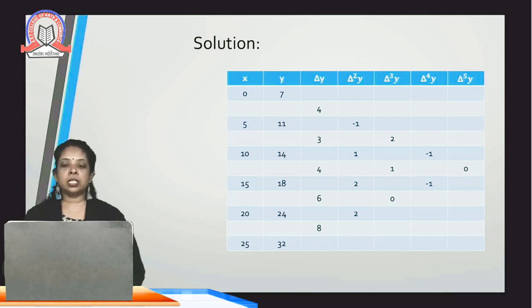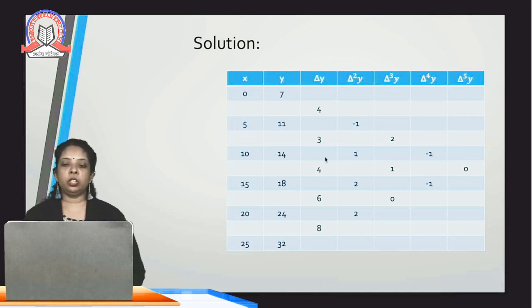So here you can see what we have to write initially: we make columns of x and y, that is 0, 5, 10, 15, 20 and 25. Then the y data we also substitute: 7, 11, 14, 18, 24 and 32 according to the given data from the table. The data which was in horizontal form in the question has been converted into a vertical table format.